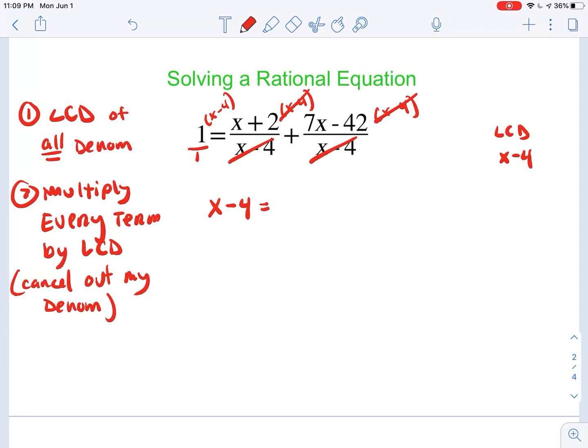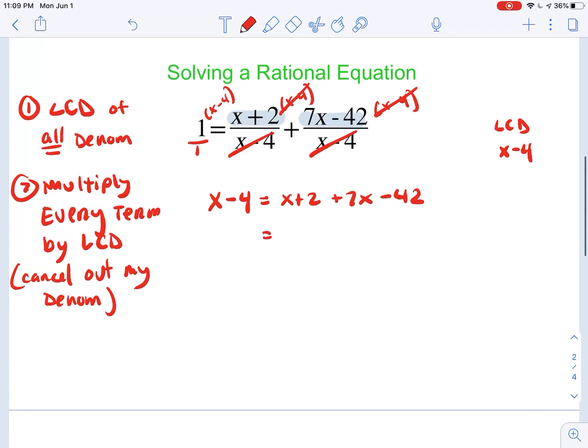So 1 times x minus 4. What's left over on this fraction? Well, that's an x plus 2. What's left over on this fraction? Well, that's a 7x minus 42. All that's left is for me to continue solving. So I combine my like terms.